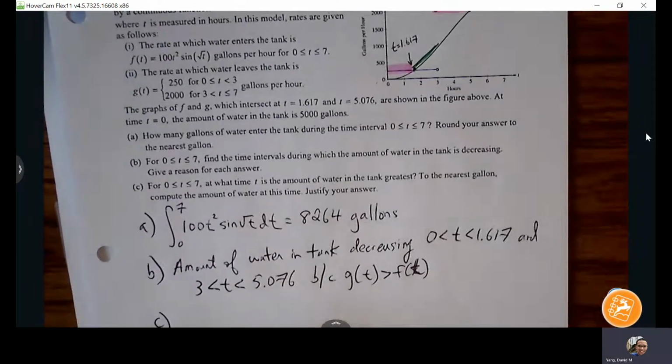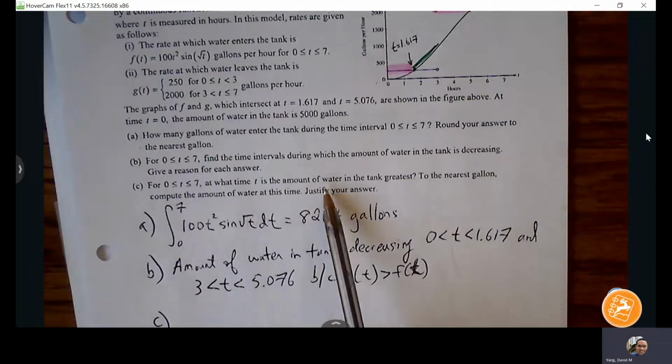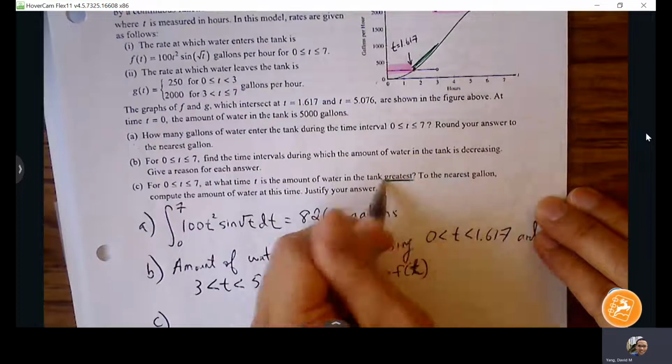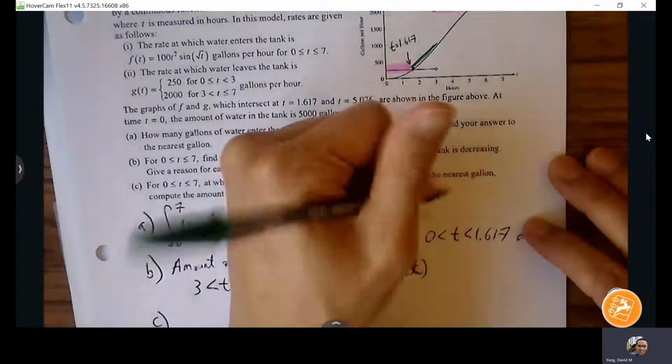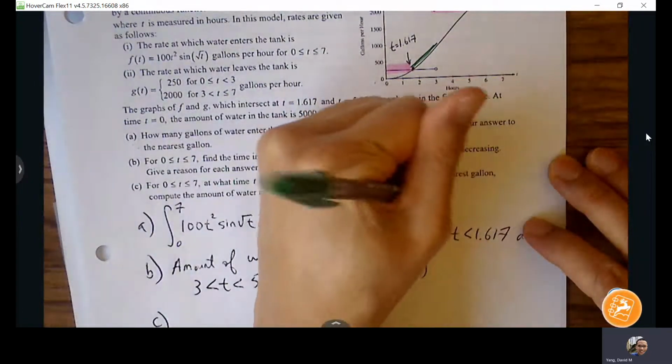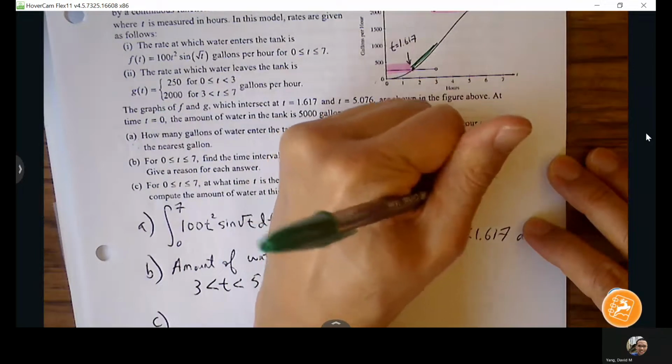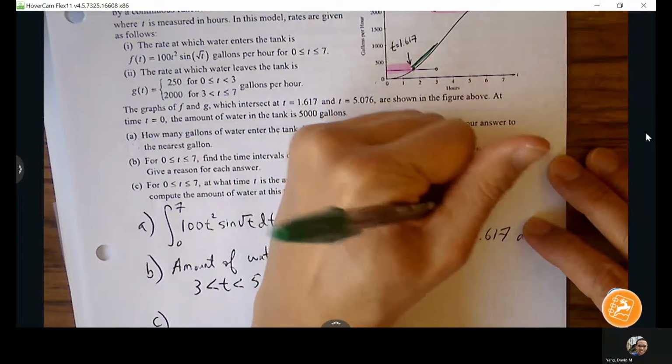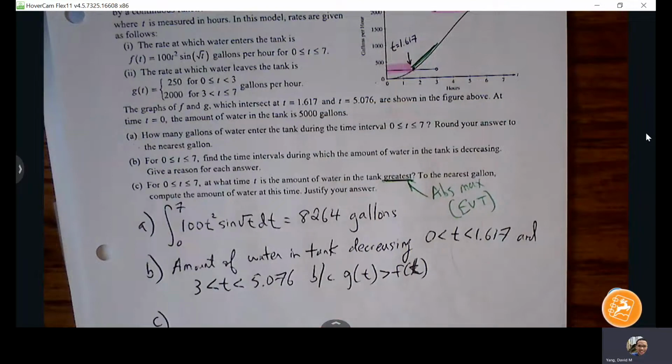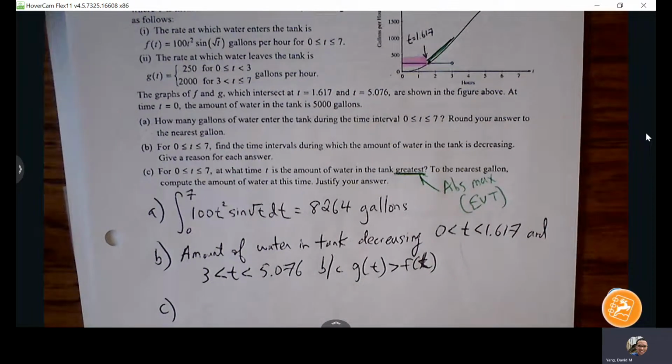Okay, part C. At what time is the amount of water at the greatest? Okay, the amount of water is at the greatest, so that's an indication that this is, again, extreme value theorem. We're trying to find the absolute max. So to find absolute max, we have to test critical points and endpoints. But for critical points, we only have to test relative max. There's no need to test relative minimum because there's no chance that relative minimum could be a greatest.